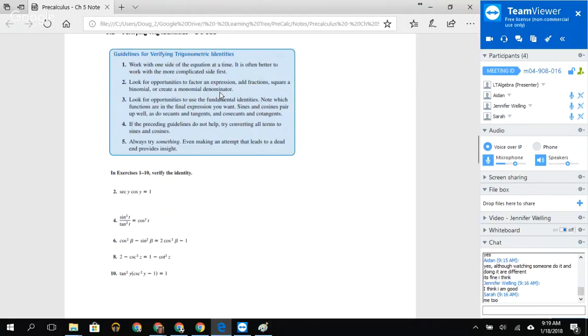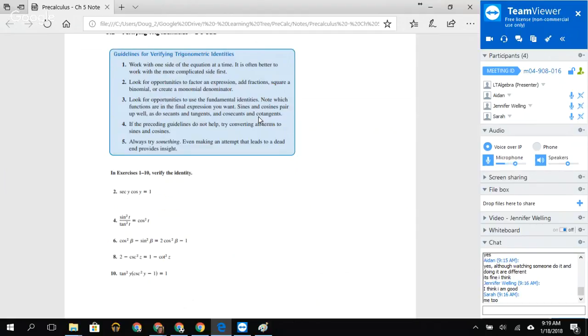So that's kind of what we were already doing, right? And that number 43 that we just did, we had to make like denominators. We had to do all kinds of different things. Anyway, step 3, look for opportunities to use fundamental identities. So that's what we were looking for. We were hoping that we could use the Pythagorean identity, right? And they say sines and cosines pair up well, as do secants and tangents, and cosecants and cotangents. So they're good friends, those sines and cosines, tangents and secants, and cosecants and cotangents.